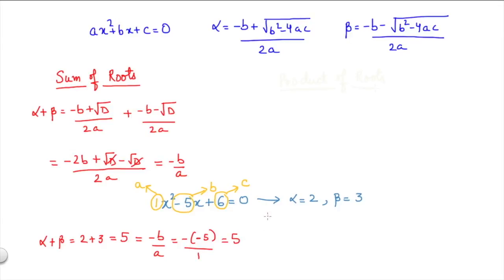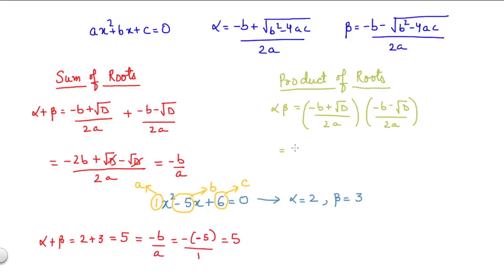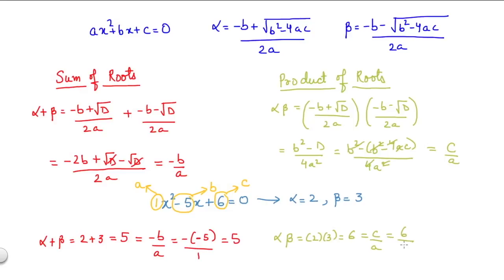Now if we have to find the product of the roots, it will be alpha into beta. We get alpha into beta as (-b + √D) / 2a into (-b - √D) / 2a, which on solving further gives us alpha into beta is equal to c/a. So if we take the equation x² - 5x + 6 = 0, we know that its two roots are 2 and 3, and the product of the roots is 6, that is equal to c/a. Hence we have verified that our formula is correct.